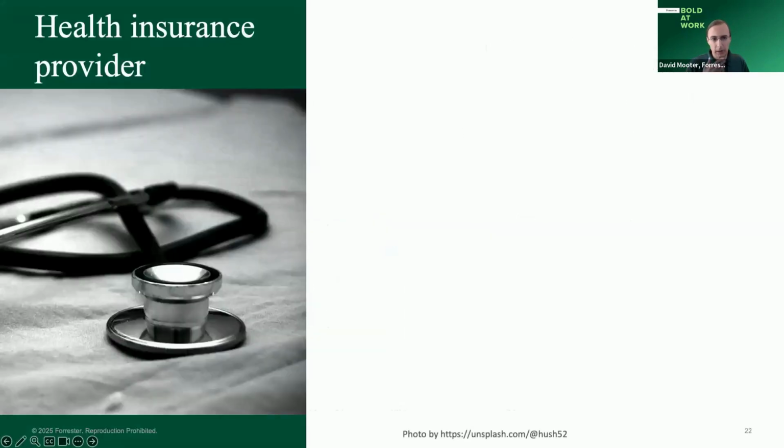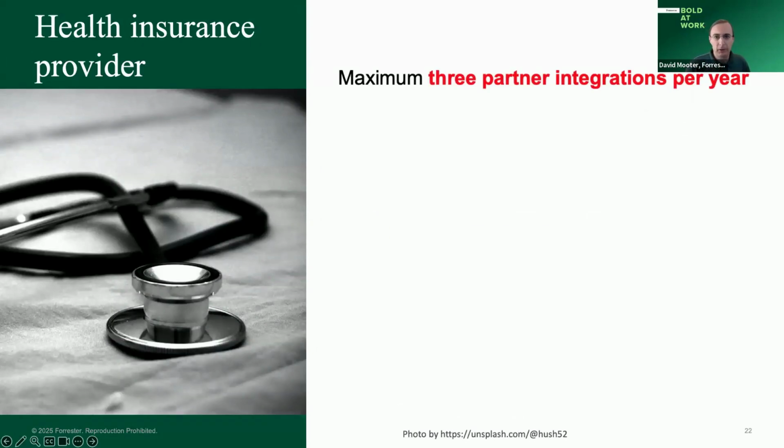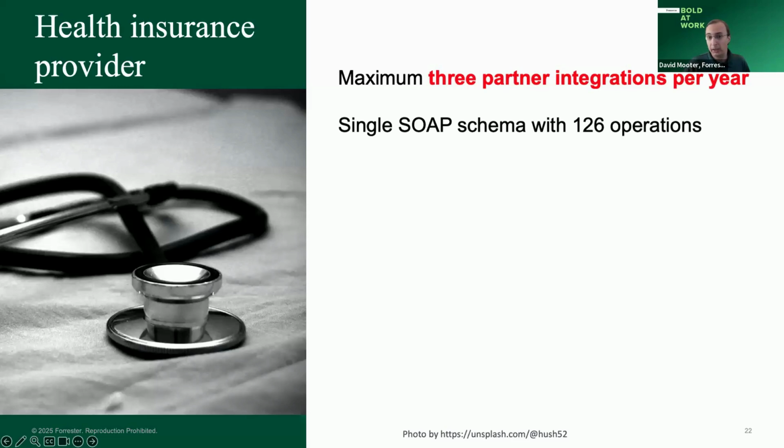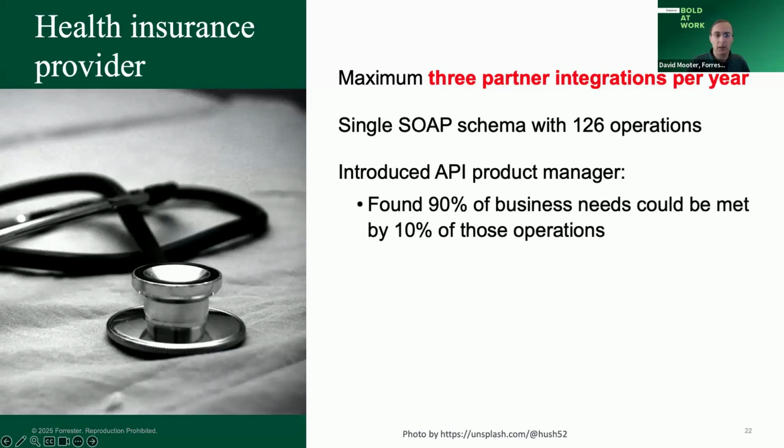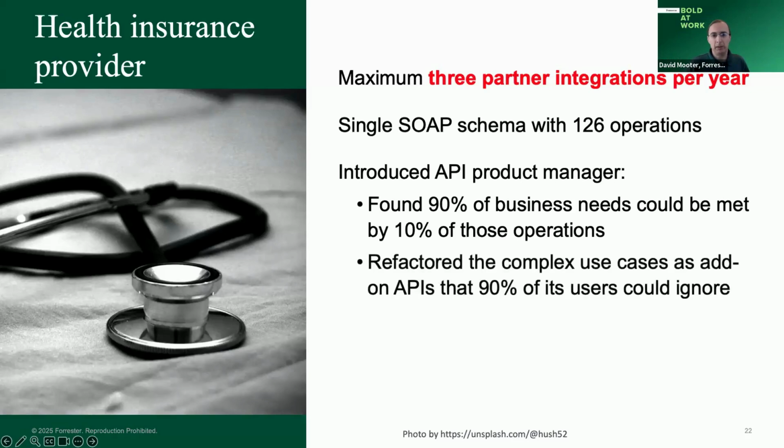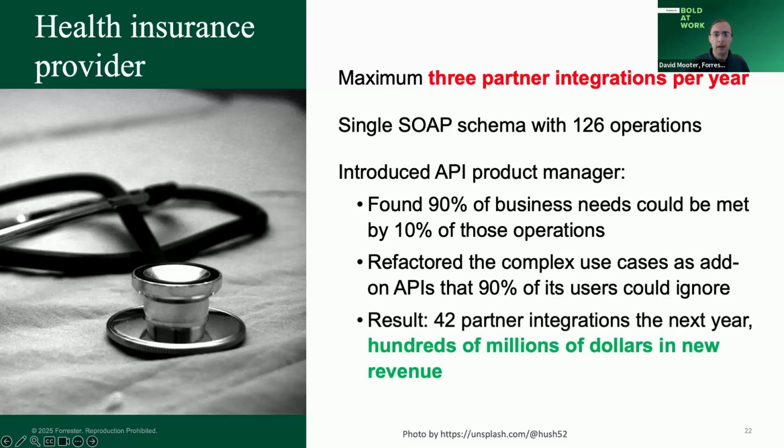To give one example, a health insurance provider was doing 3 partner integrations per year, with more of a project mindset rather than a product mindset. Every time we get a new partner, IT gets involved, builds new APIs or updates APIs, and it turns into this giant spaghetti mess, ugly SOAP schema. They brought in a product manager, and this PM, thinking about market needs rather than what's in front of my nose, was able to identify that 90% of our market can be met with 10% of what we built in the SOAP. Based on that, we factored it into an API that was highly reusable. And then the more niche, obscure use cases were often add-on APIs that 90% of the users could just ignore and not get bogged into. This resulted in 42 partner integrations the next year, from 3 to 42 partner integrations.